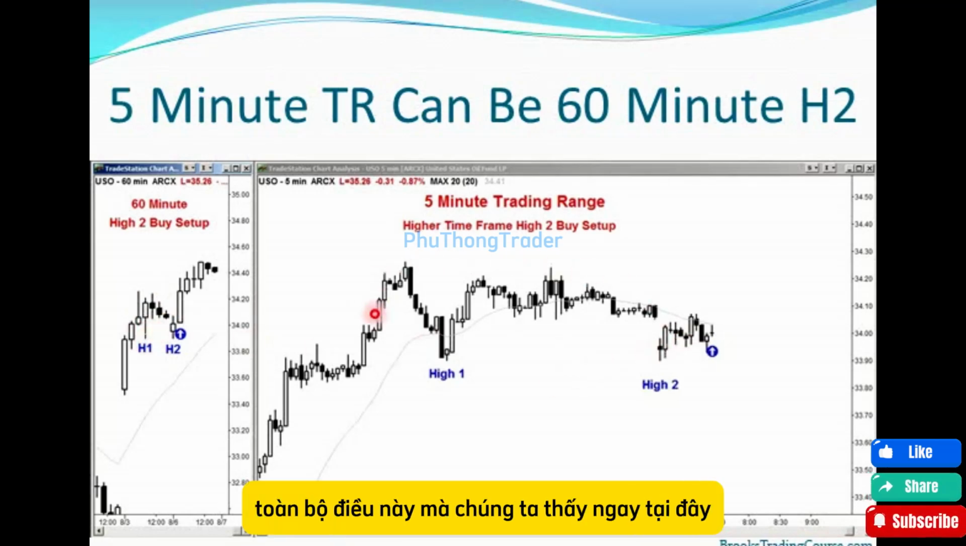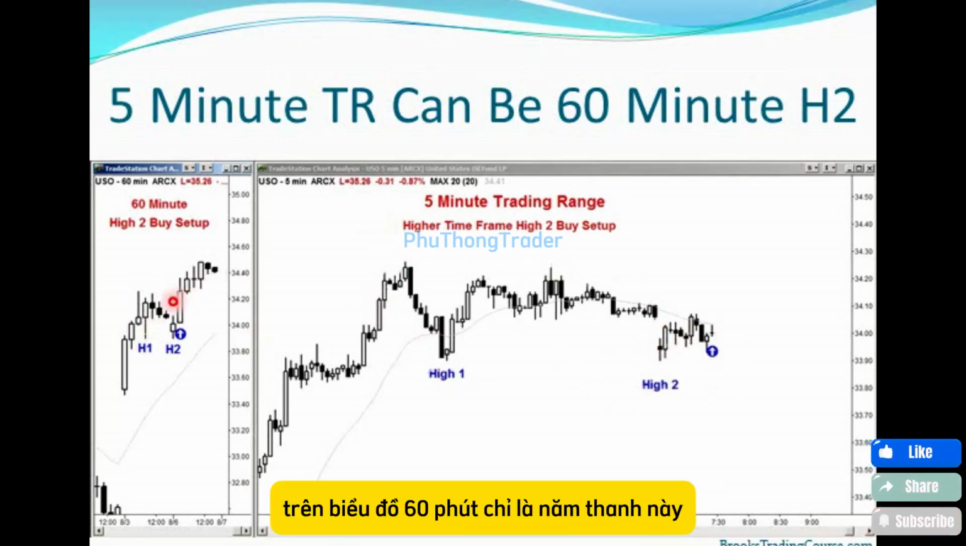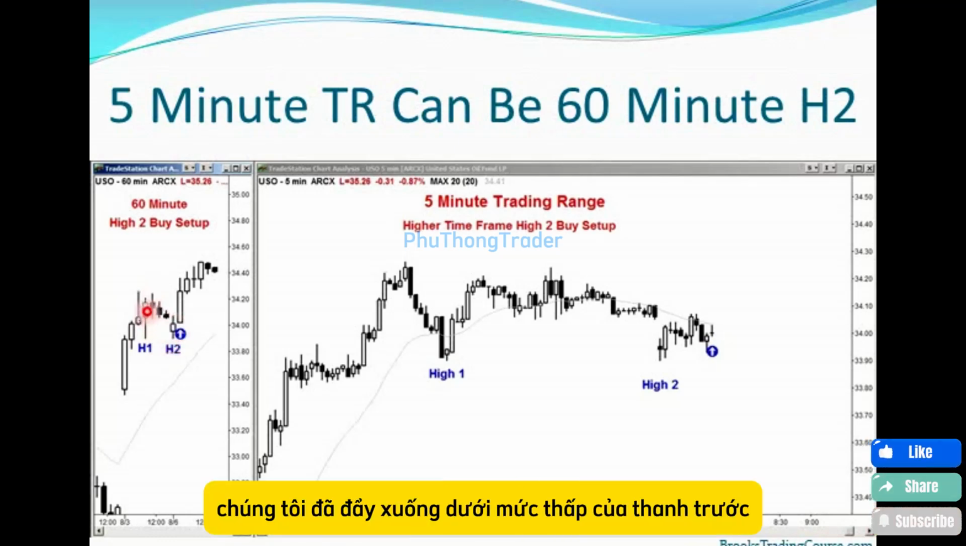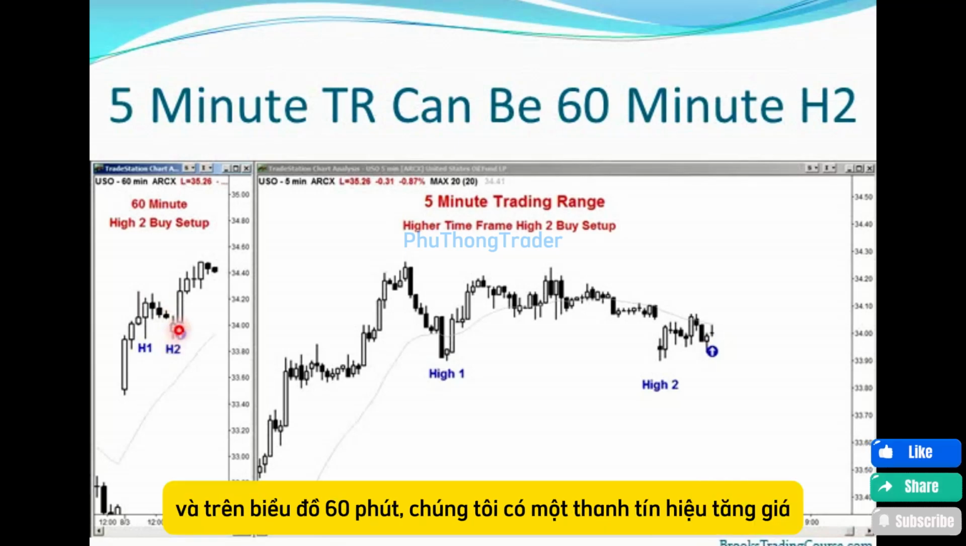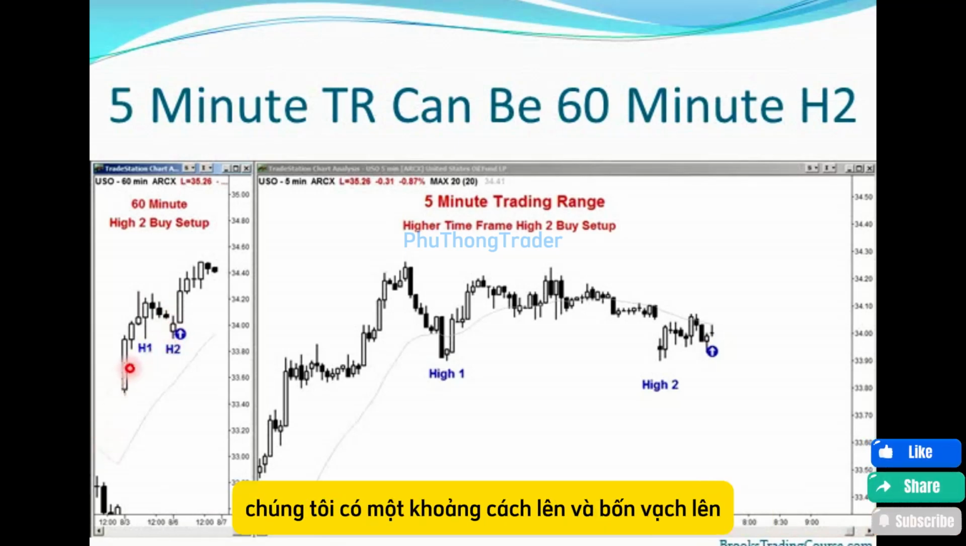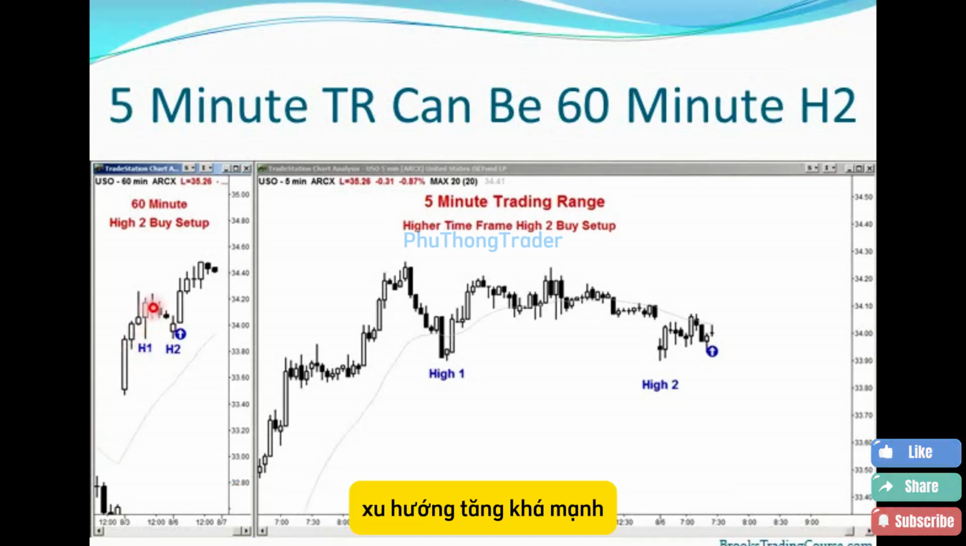This whole thing that we see right here on the 60-minute chart is just these 5 bars pulling back. We had a push below the low of the prior bar, 1 leg down. The market tried to resume. And then we had a second attempt down. And on the 60-minute chart, we have a bull signal bar. We have a gap up and 4 bars up, so a pretty strong bull trend.